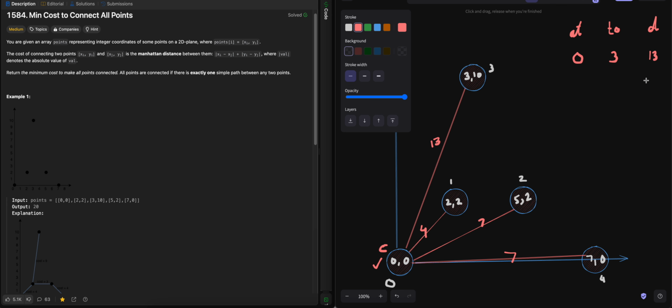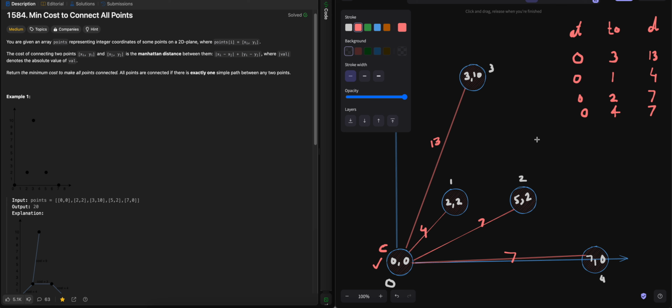And the distance came to be 13. Then from 0 to 1, the distance came to be 4. From the 0 node to the 2 node, the distance came to be 7. Then from the 0th node to the 4th node, the distance came out to be 7 again. So this is how we have represented all our data.